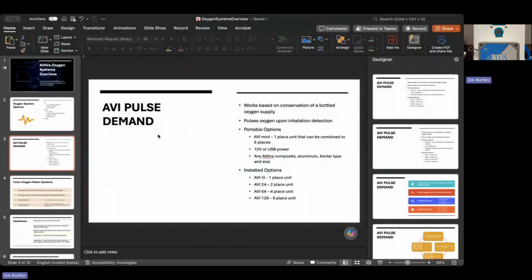We've also got the installed options of the AVIs. So we've got an AVI G, which is typically used in gliders. It's a one-place unit, all ship powered here. AVI 24, AVI 64, and AVI 128. 24 is a two-place unit, 64 is a four-place unit, and the 128 is a six-place unit. The AVI G has the exact same footprint or form factor as the AVI Mini that I just showed you. I will give you an example of the AVI 24 and the AVI 64. These are the control units. They do the distribution, the pulse demand for each of the stations, either 2, 4, or 6 places.